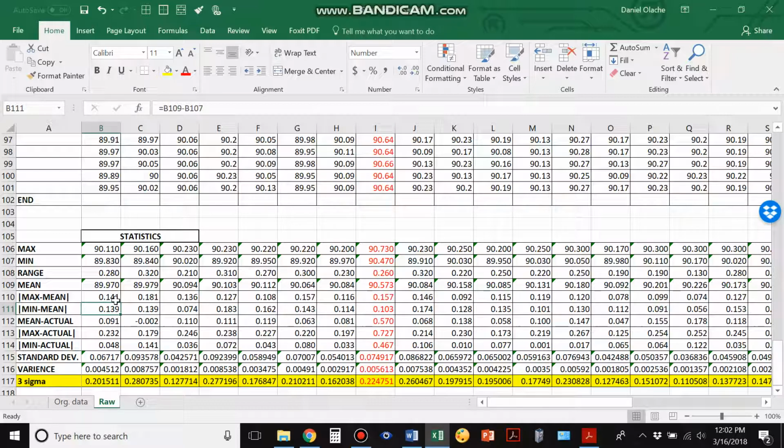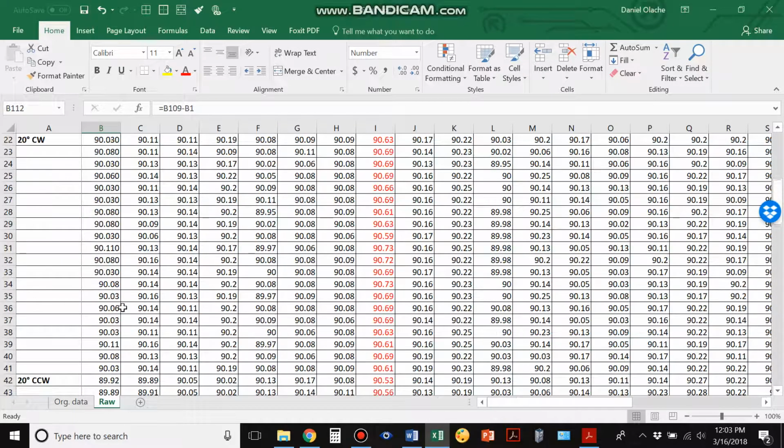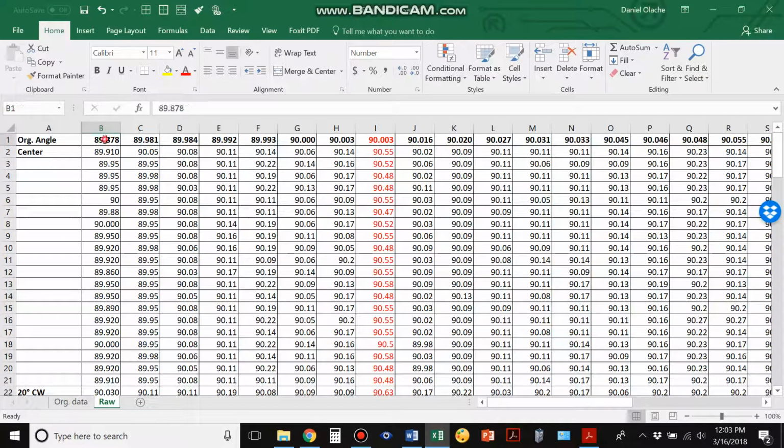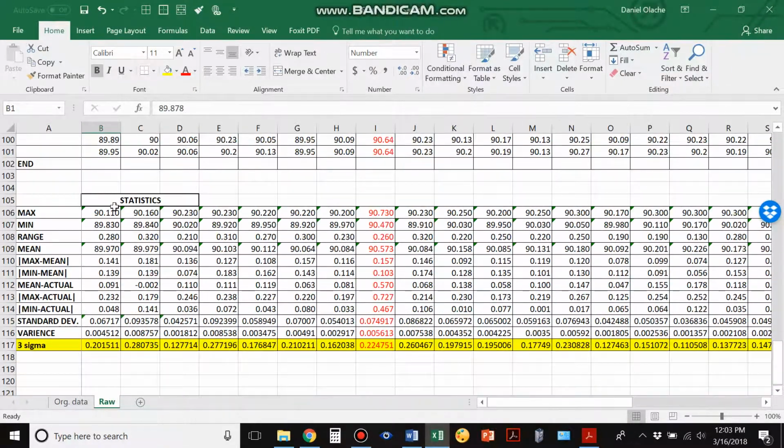So this is 0.14 degrees, 0.139 degrees. Mean minus actual, that's the actual value that we were given by the customer up here. This just tells you how close we were to what the customer measured the angle to be. So that's 0.09 degrees away. Max minus actual, min minus actual. So this is the same thing as the max minus mean, min minus mean. Again, absolute values, but this time using the actual value.